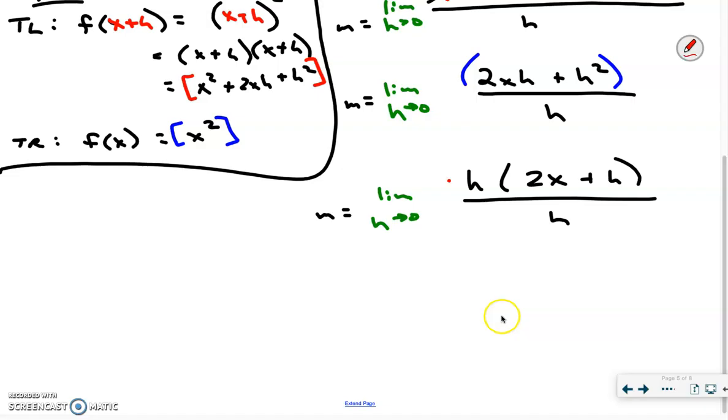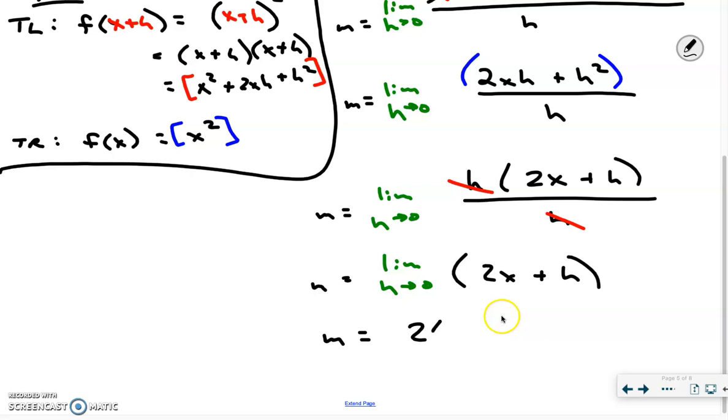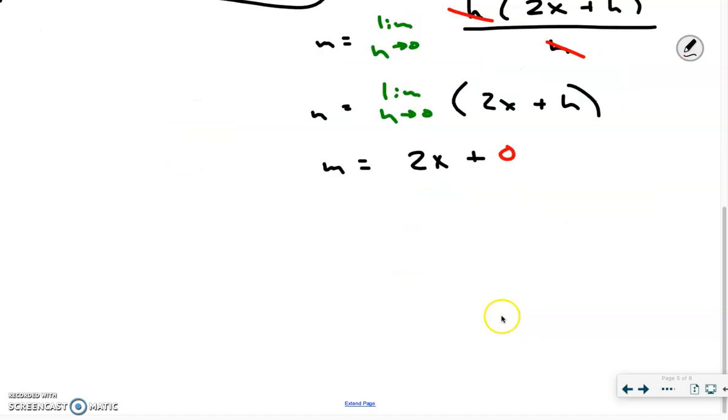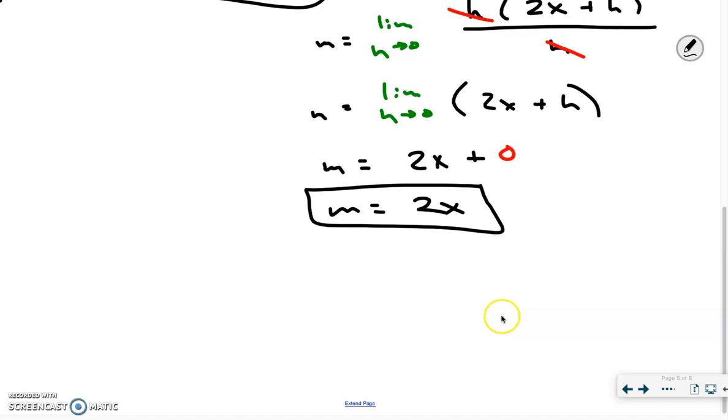Now have we done it? Have we been able to now say that we've divided h out of the denominator? Absolutely. So remember that my slope is equal to the limit as h approaches 0 of, now it's just 2x plus h. Now can we use direct substitution? Yes. So in doing so, 2x plus, we said that h is 0, and we've got that my slope is 2x.